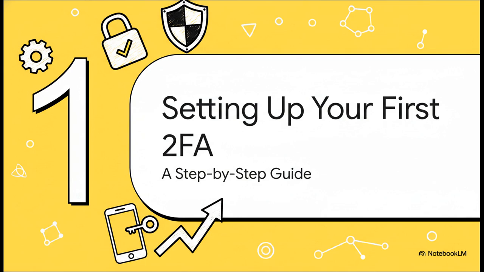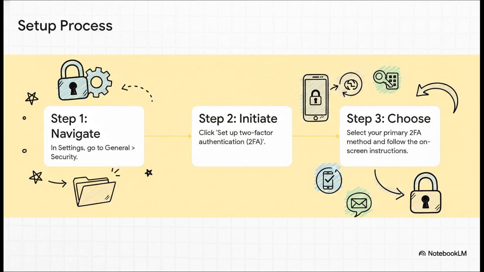The best part? It's way easier and faster than you might think. Seriously, for most users, this is a really quick and painless process. It's literally just 3 steps. You're just going to pop into your HubSpot settings, find the General Security section, then you'll see the option to set up two-factor authentication. Click that, choose your favorite method, and just follow the on-screen instructions. HubSpot does a great job of holding your hand through it.